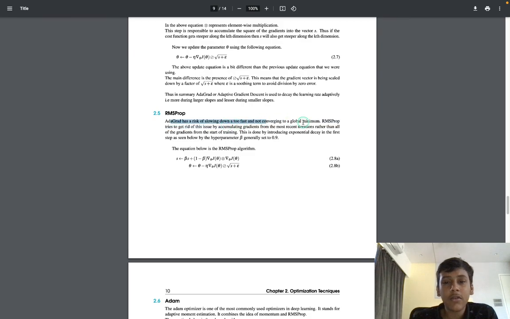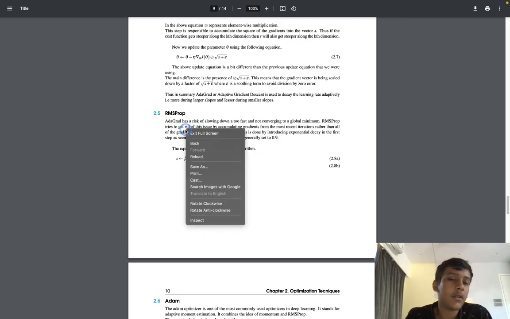Adagrad has the risk of slowing down too much and not converging to a global minimum. RMS Prop tries to get rid of this issue by accumulating gradients from the most recent iterations rather than all of the gradients from the start of the training. This is done by introducing exponential decay in the first step, as seen below, by the hyperparameter beta. So this basically exponentially decays your gradients. I'm pretty sure it decays your learning rate, and in this way you will pay more attention to recent gradients and not past gradients.